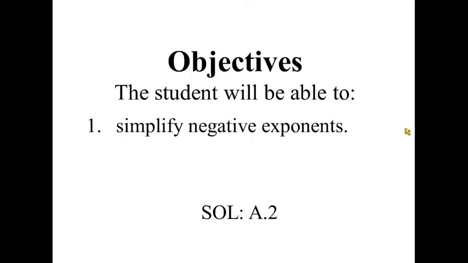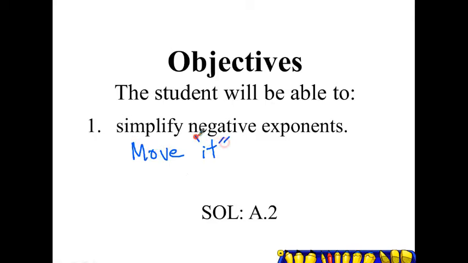The next objective that we're going to learn is how to simplify negative exponents. For this presentation, we are going to use the method: move it, lose it. So whenever you see a negative exponent, to simplify the negative exponent, you just have to move the expression and lose the negative sign.